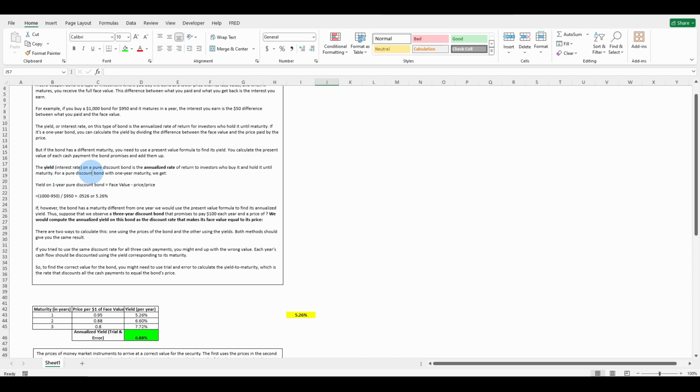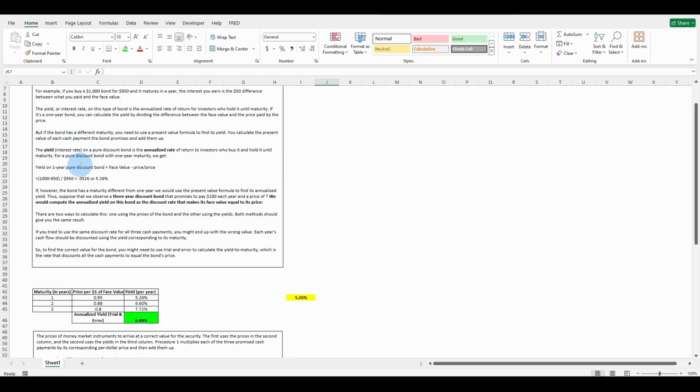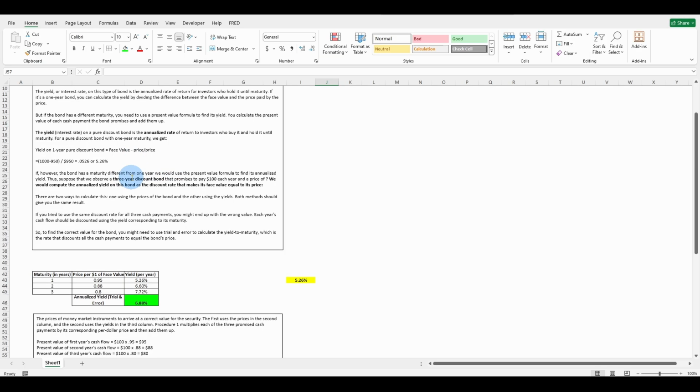The yield on a pure discount bond is the annualized rate of return to investors who buy it and hold it until maturity. The yield on a 1-year pure discount bill equals face value minus price, divided by price. So you have 50 divided by 950 equals 5.26%. Don't get yield to maturity mixed up with yield. If you do, you're going to find yourself in a heap of trouble, because you may be buying something that in the end, you're going to go, oops.